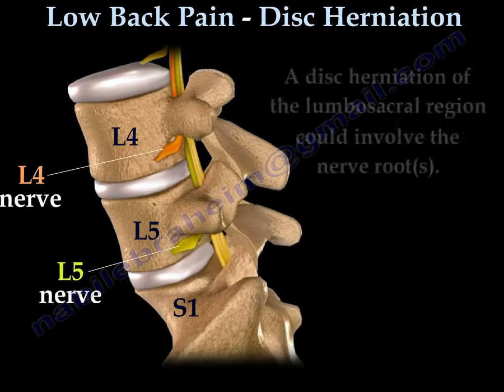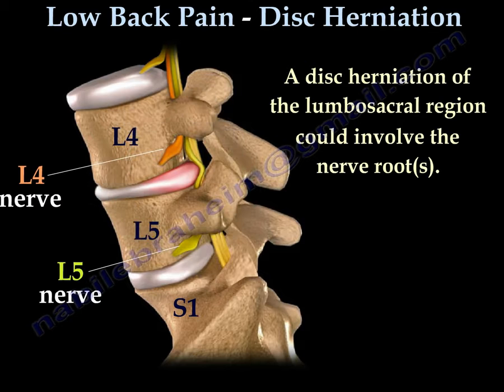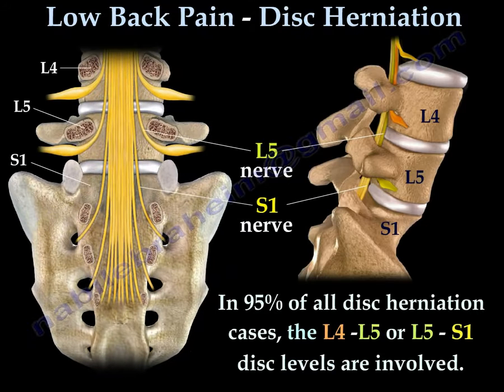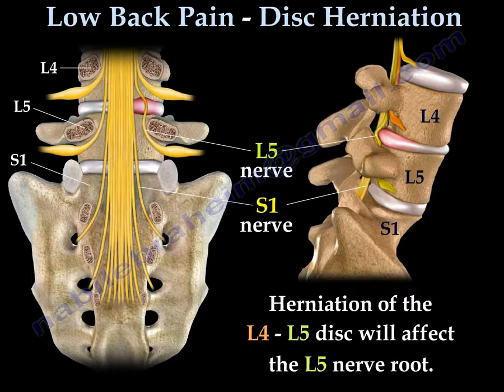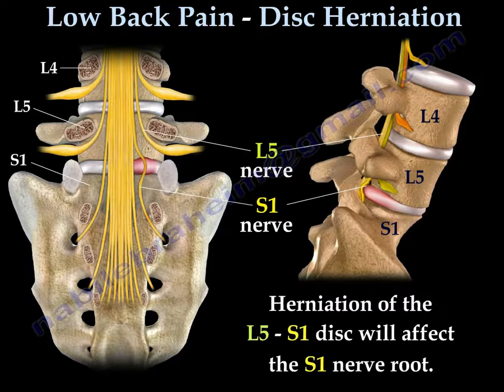A major disc herniation of the lumbosacral region could affect the nerve roots. In about 95% of all disc herniation cases, the L4-L5 or L5-S1 disc levels are involved. Herniation of the L4-L5 disc will affect the L5 nerve root. Herniation of the L5-S1 disc will affect the S1 nerve root.